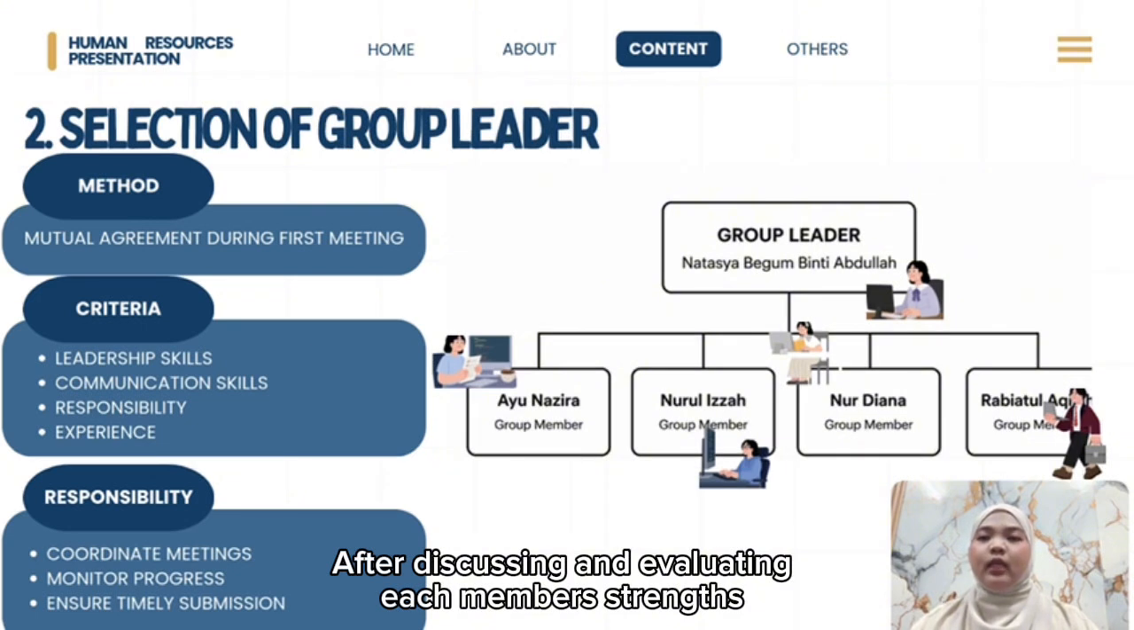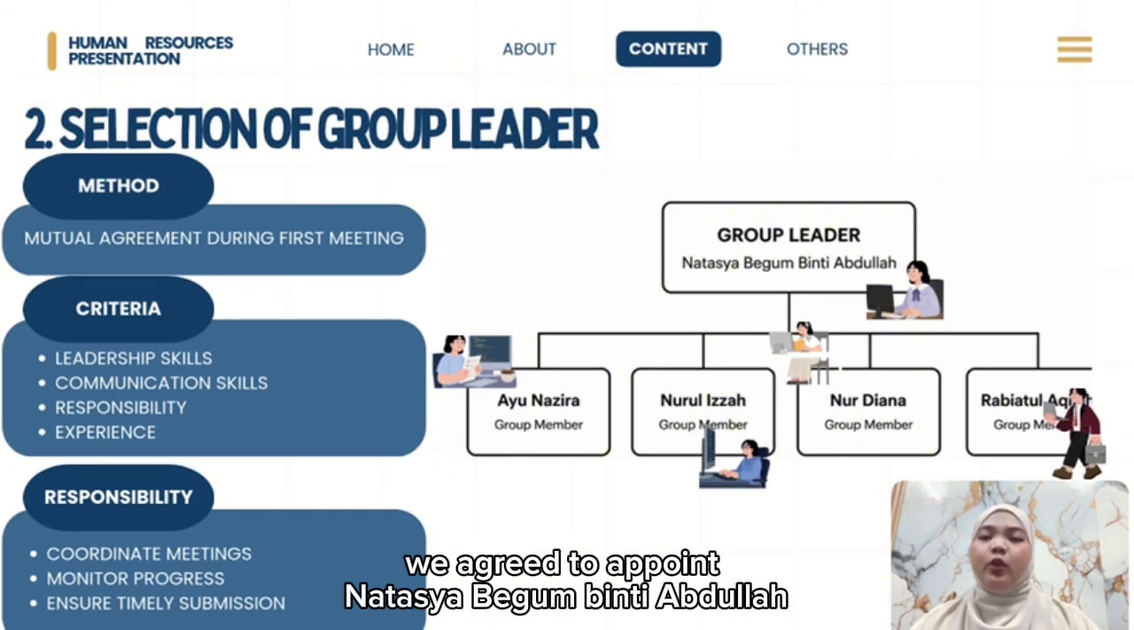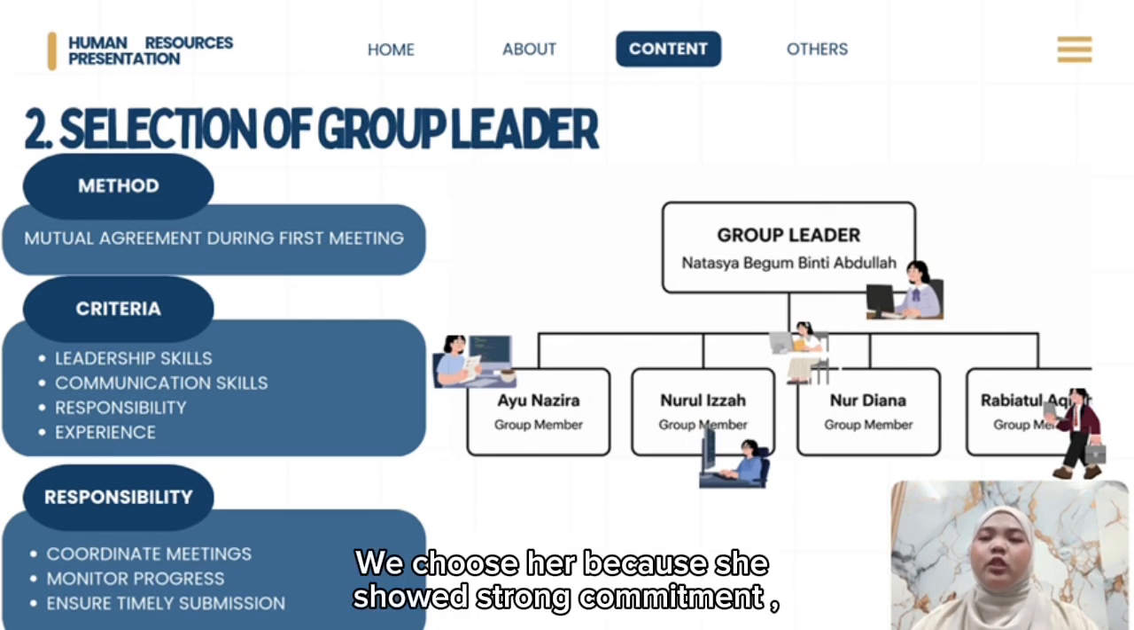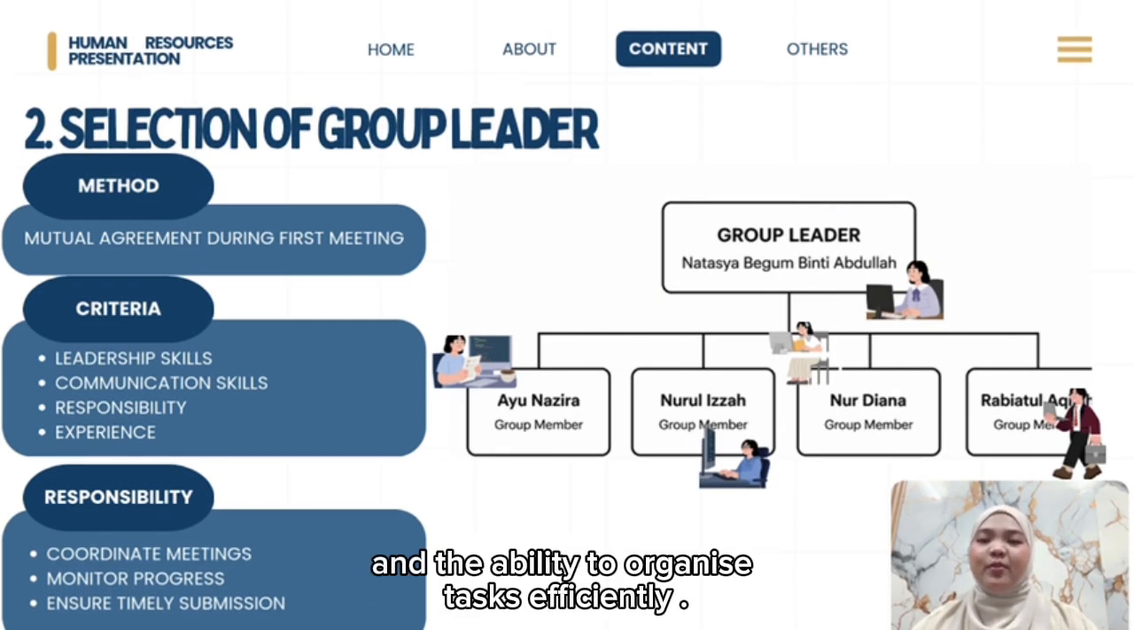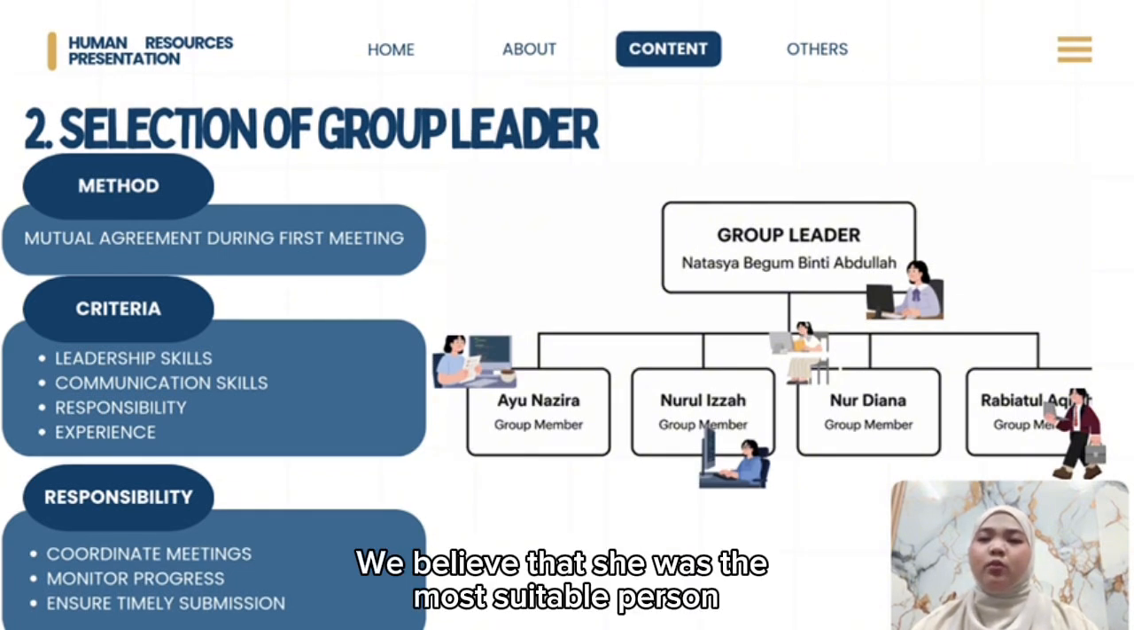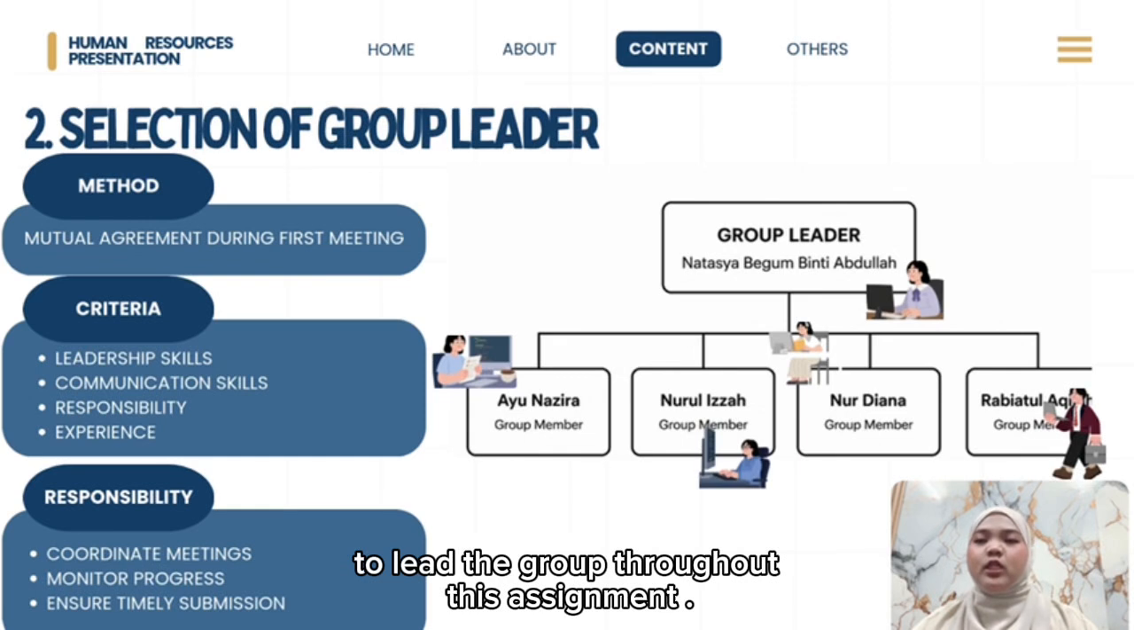After discussing and evaluating each member's strengths, we agreed to appoint Natasha Begum binti Abdullah as our group leader. We chose her because she showed strong commitment, good communication skills, and the ability to organize tasks efficiently. We believe that she was the most suitable person to lead the group throughout this assignment.